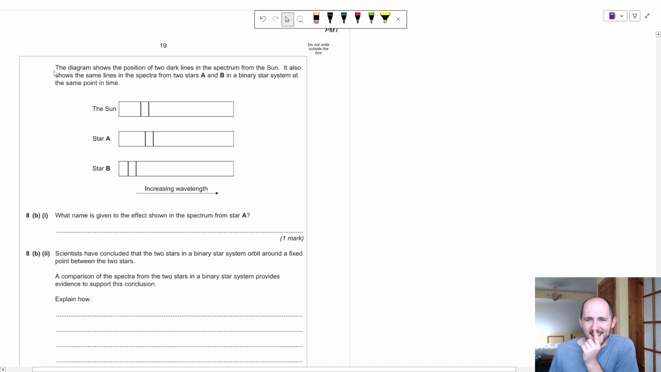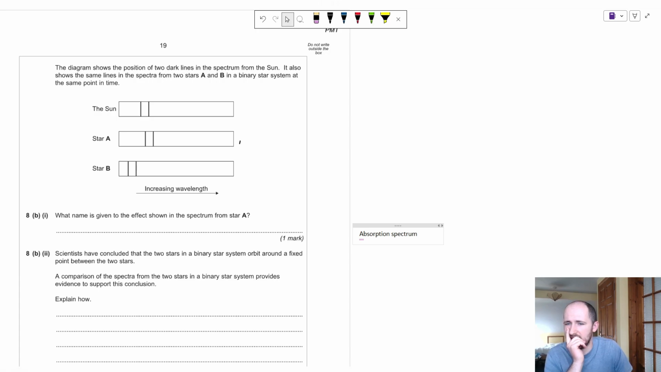Okay. The diagram shows the position of 2 dark lines in the spectrum from the sun. I should know this. It also shows the same spectrum from 2 stars A and B. So we're looking at, what's the name of the effect? I mean, it's an absorption spectrum. No, actually. Absorption spectrum is when it passes through. It's an emission spectrum.